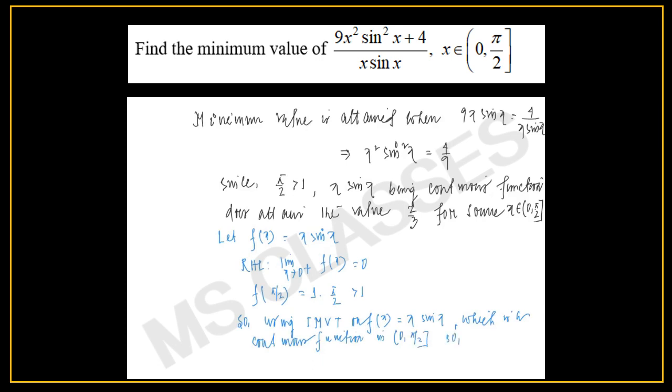f(x) equals 2/3 for some x belonging to (0, π/2). So that's the concept of the intermediate value theorem. This shows that the function will definitely take the value 2/3 for some value of x lying in (0, π/2). Hence the minimum value will definitely be obtained.